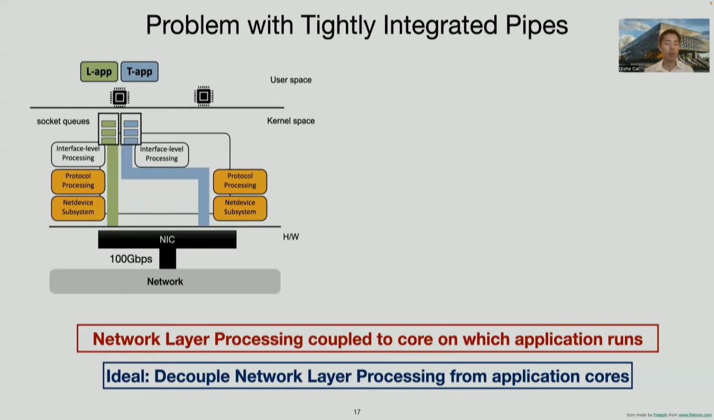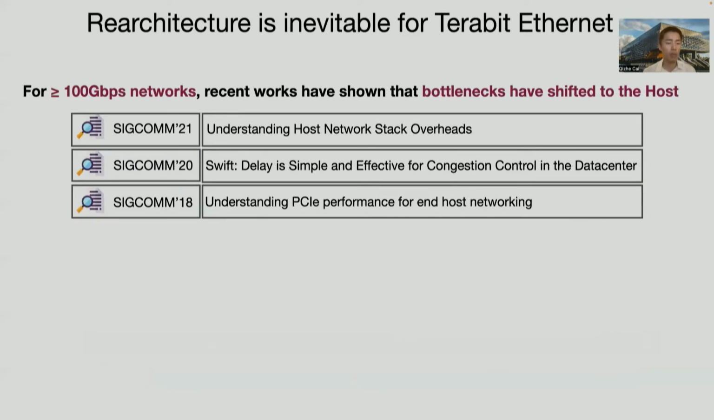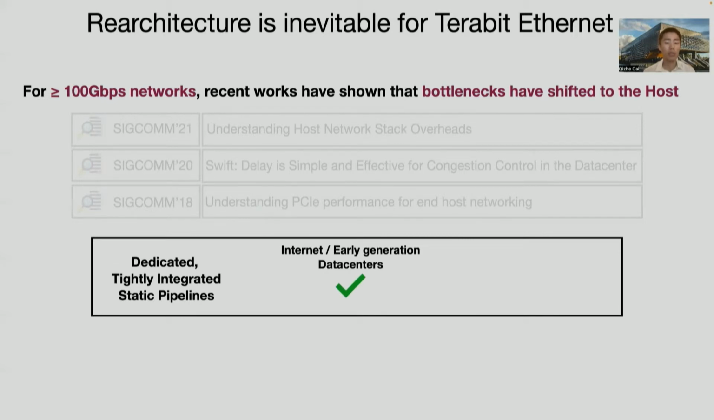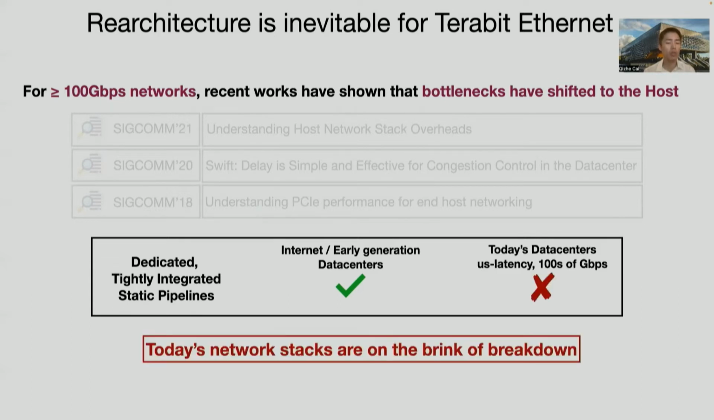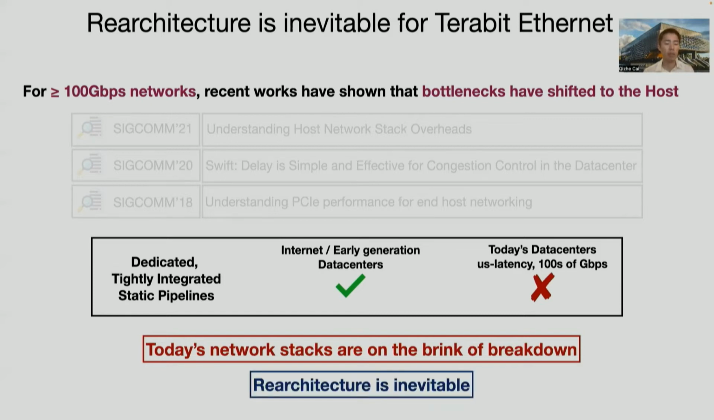In summary, today's network stack architectures are not able to fully exploit the capability of today's hardware. To make things worse, hardware is continuing to evolve. For networks with link speed of 100 gigabits and higher, several recent works have shown that the bottleneck has shifted from the network core into the host. Dedicated, tightly integrated static pipes were a good fit for the internet and early generation data centers. However, in this new regime, as the link speed continues to increase, today's network stacks are on the brink of breakdown. Hence, a re-architecture is inevitable.